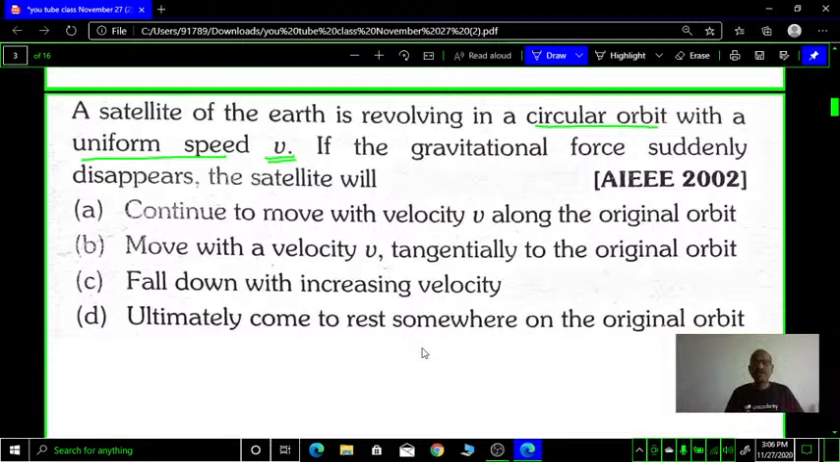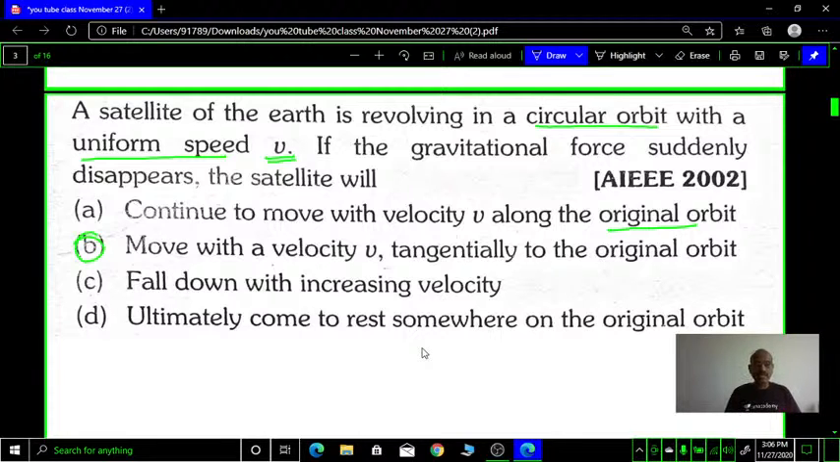See the options. Option A: continues to move with the velocity v along the original orbit. No. If the gravitational force disappears suddenly, it won't continue to move along the original orbit. Option B: moves with the velocity v tangentially to the original orbit. Option C: falls down with increasing velocity. No. Option D: ultimately comes to rest somewhere on the original orbit. No. The correct option is option B, moves with the velocity v tangentially to the original orbit.